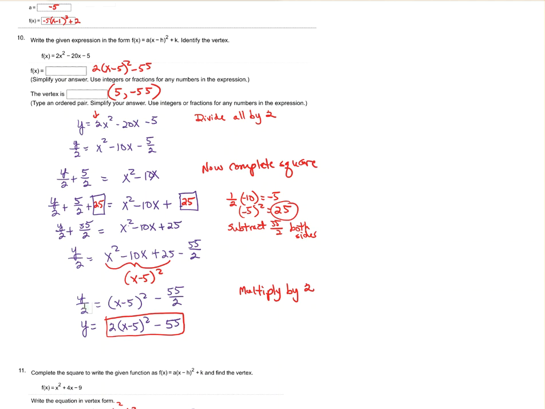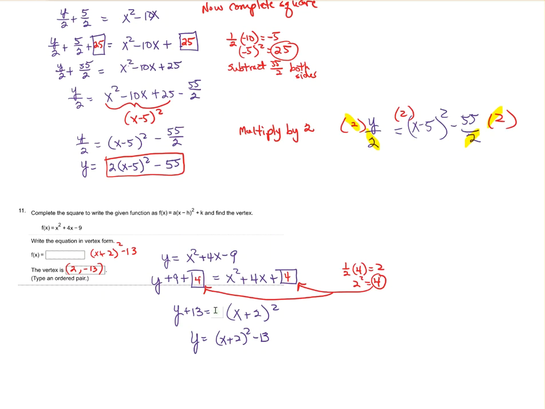Then we have to get rid of this 2, which means we're going to multiply by 2 on both sides. Let me just show that. Okay, so I've kind of shown that here. If I multiply everything by 2, those cancel out. I've got a 2 in front of this. These 2's cancel out, and that's how I end up with 2 parentheses x minus 5 squared minus 55. A little bit more involved, same ideas, same concepts.